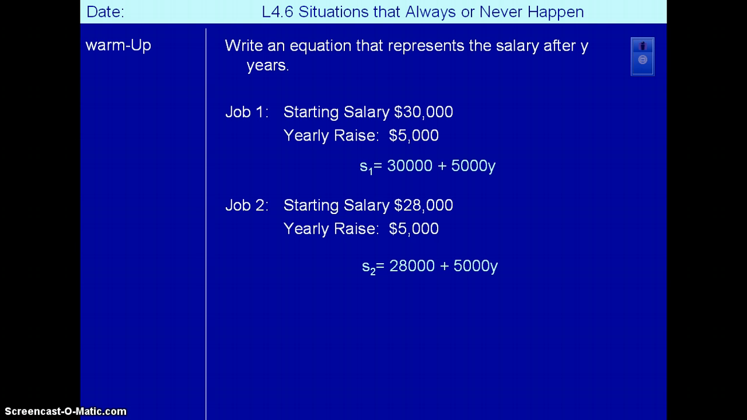In order to identify between job 1 and job 2, I have just labeled them as S1, S2. You'll notice that the number is lower than the letter S. It is not an exponent, it's a title. It's called a subscript, which would be a title for S.